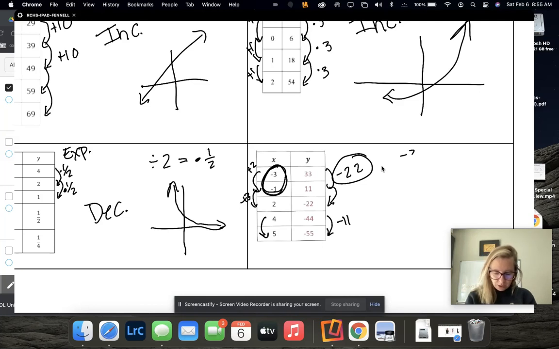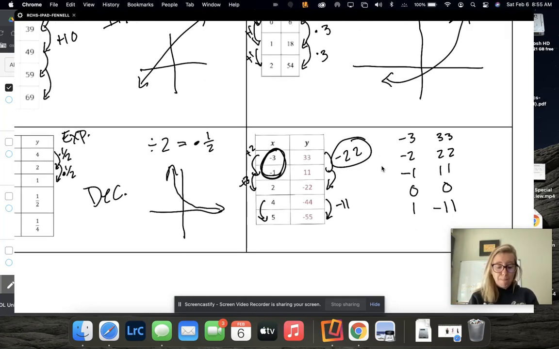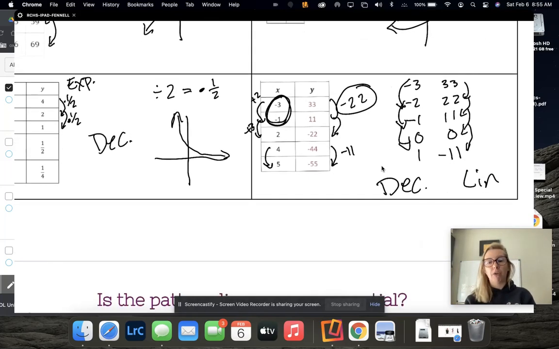If I wanted to fill in the values, we could do from -3 to -2. So this went from 33, and then we'd subtract 11. This would be 22. And then when we get to -1, we have 11. If we wanted to do 0, we'd get to 0. And then 1 would give us -11, right? So I'm just filling in the gaps of this table to show you that this does have a constant rate of change, but it's subtracting, right? We're getting smaller and smaller as our x values get bigger and bigger. So this is decreasing, and it's linear because it's decreasing by a constant amount each time.